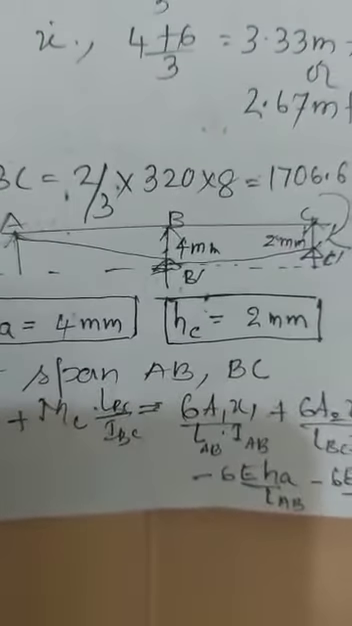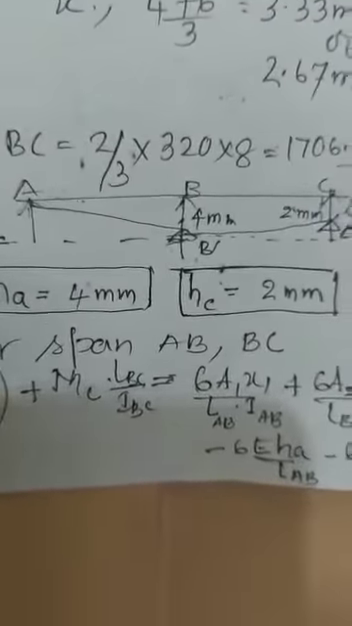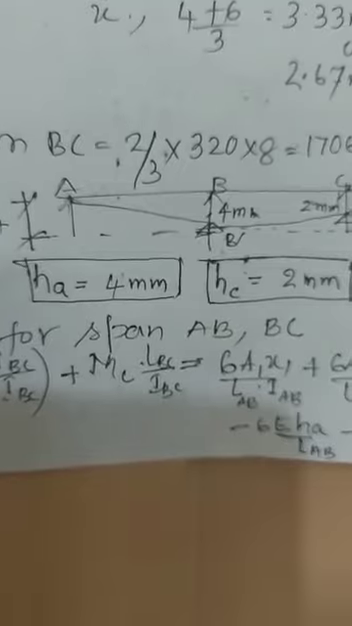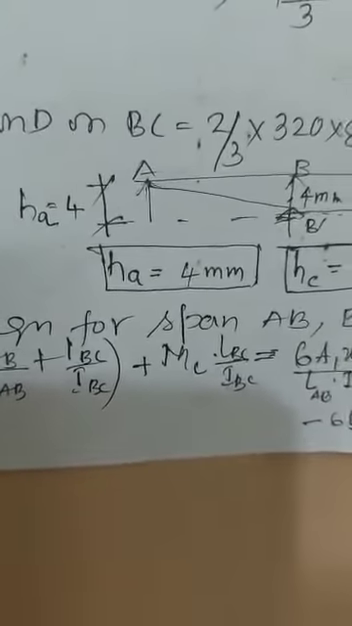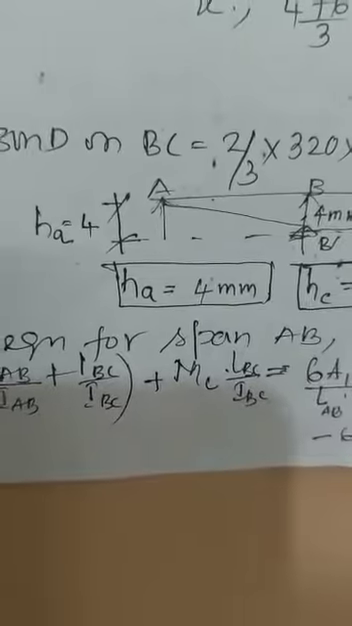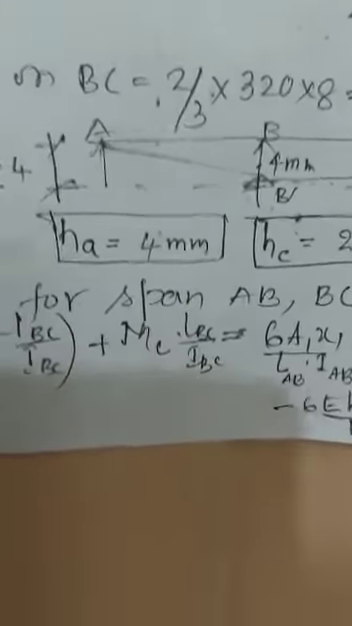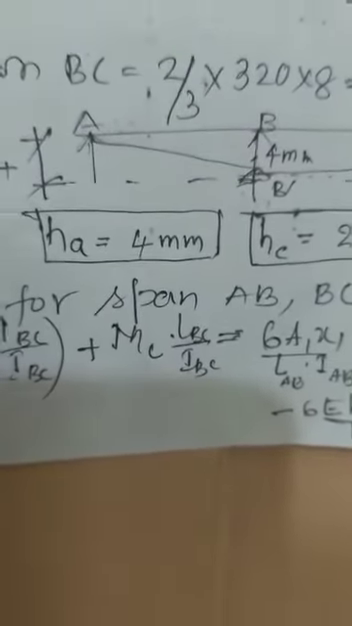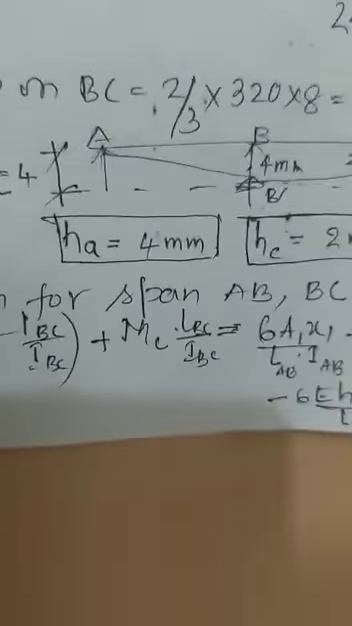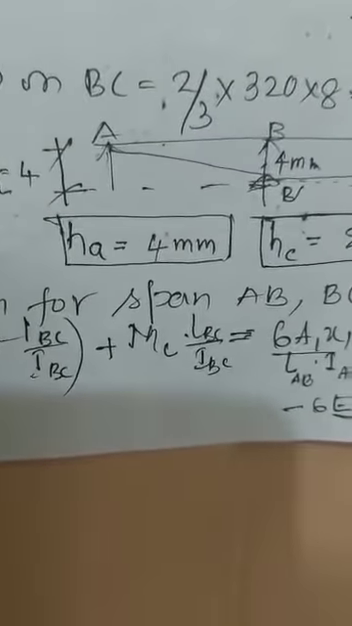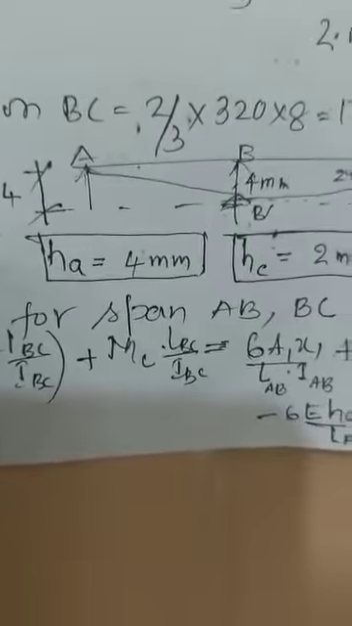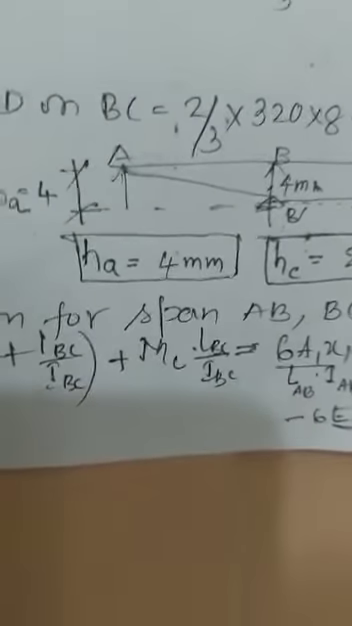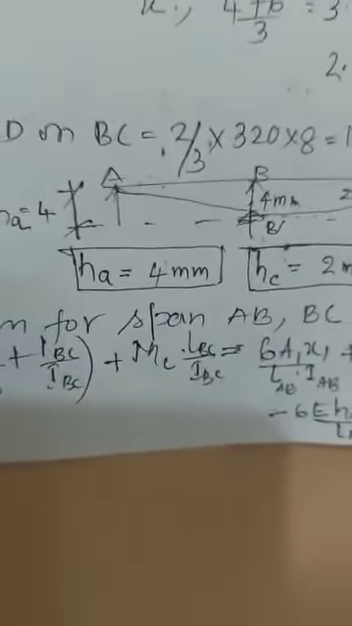Now what will be your HA and HC? HA is the relative height of A with respect to B. So HA is the position or the height at which A is with respect to the intermediate support B. As you can see, A is above B dash by 4 mm. B has sunk by 4 mm. A has not sunk. So relative to B dash, A is 4 mm above B dash. So HA is to be taken as plus 4. So when you substitute for HA, you substitute 4 mm or 4 by 1000 meter.